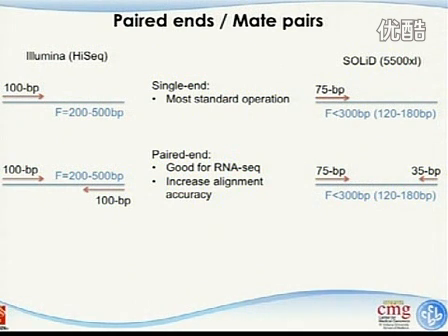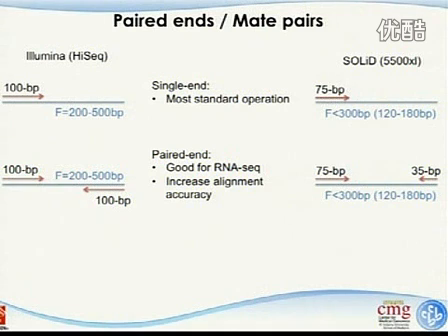Okay? And this is the paired end. What it's good for is RNA sequencing technology. It also increases alignment accuracy, because we know the human genome is very repetitive. So sometimes you get 100 base pairs, you hope that you can uniquely map them to the human genome, but because of the repetitiveness, you cannot do that.